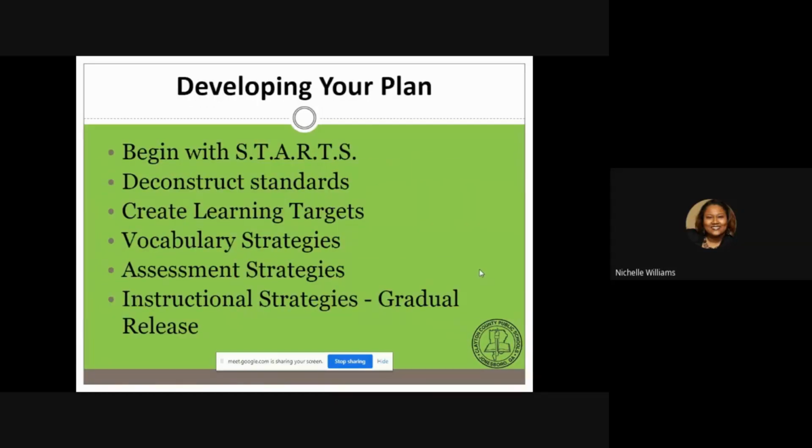When you're developing your plan, we'll begin with the START model of thinking for planning, followed by the deconstruction of standards. We'll then look at how you create learning targets, followed by vocabulary strategies, assessment strategies, and instructional strategies by using the gradual release model.